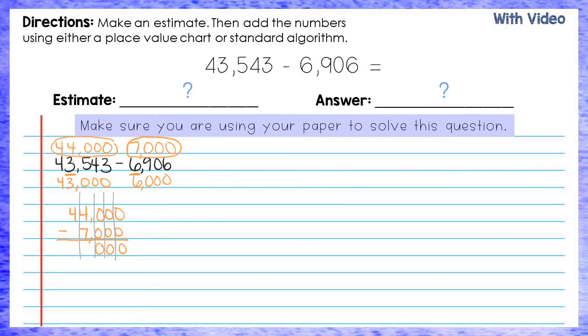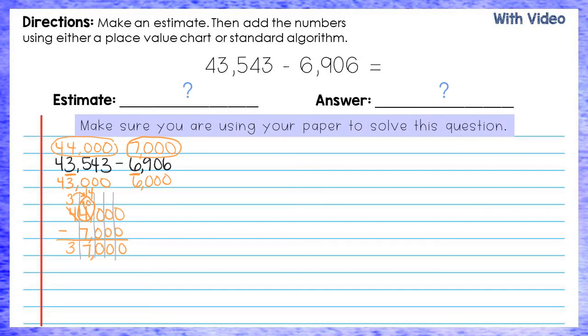4 minus 7. Can't do that. We have to regroup. We're going to use one of the 10,000s. Now there's 3, and regroup 10 to the thousands place. 10 and 4 is 14. 14 minus 7 is 7. And 3 minus 1 is 3. So our answer should be about 37,000.